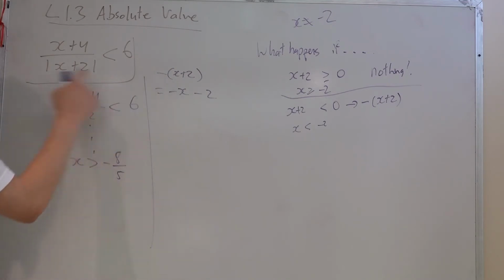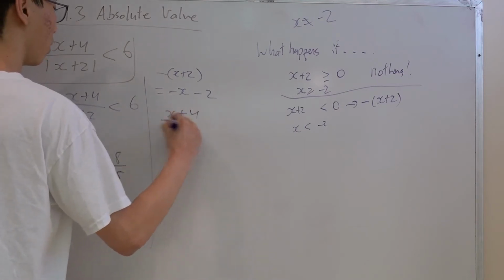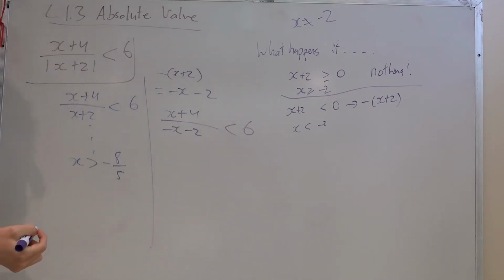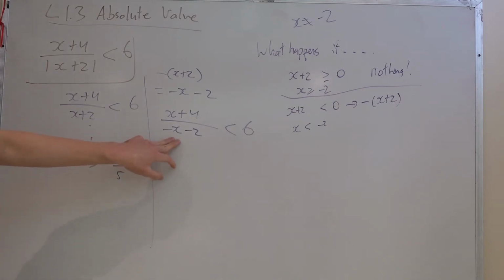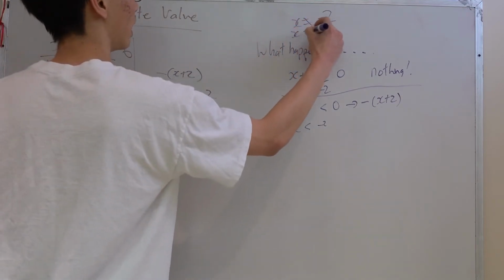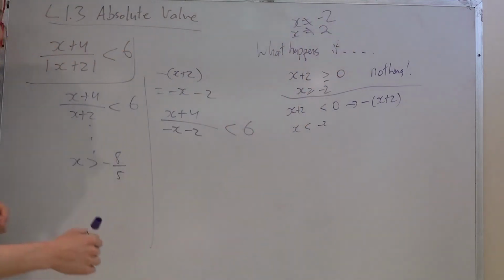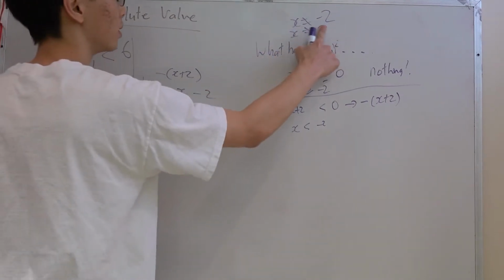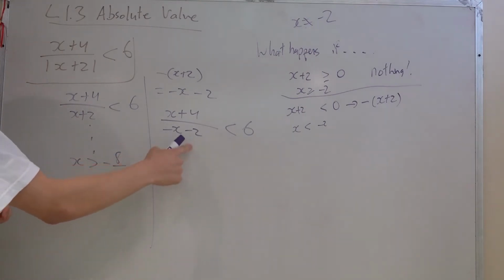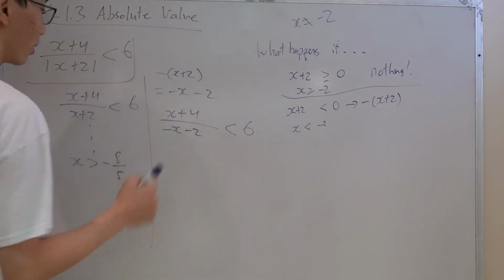So now we can replace the x plus 2 with a negative x minus 2, and we get this: x plus 4 over negative x minus 2 is less than 6. Now what? We have a problem, right? Because remember, the denominator can never be 0. So we have to put in the corner that x cannot be equal to 2. Because if, no, there's no problem. Yeah, there's no problem because the only thing that could go in here that would make this thing 0 is a negative 2. So we already got that one covered.